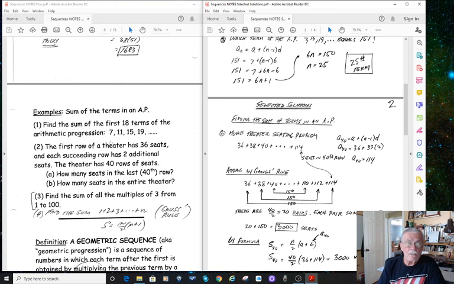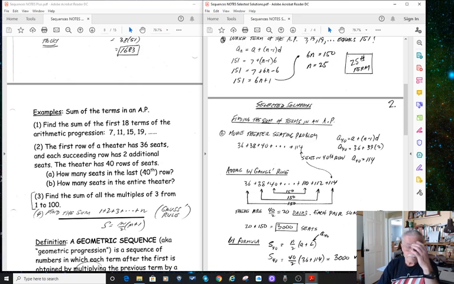the first row of a movie theater, let's say it's 36 seats. Each succeeding row has 2 additional seats, so you have 36 seats, and next row it opens up. Okay, an amphitheater type arrangement, I guess. It has 38 seats, and then 40 and 42 and 44 and 46 seats. The theater has 40 rows. How many seats are in the last, the 40th row?